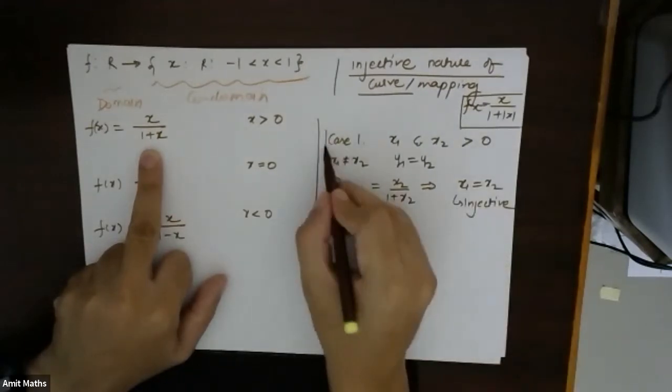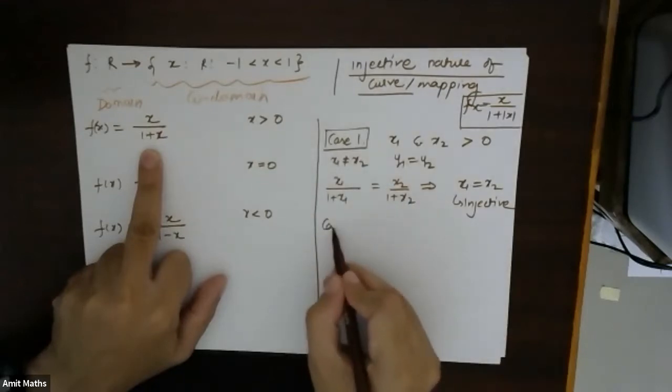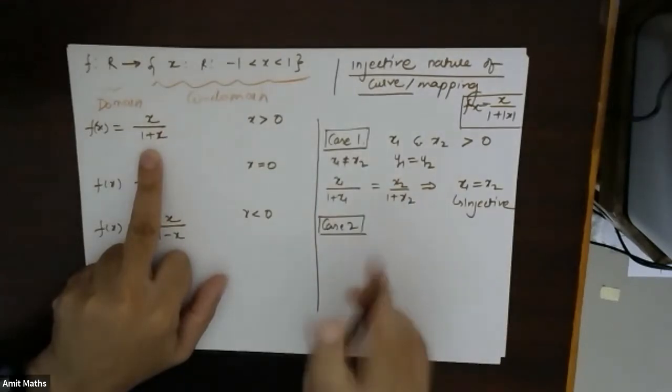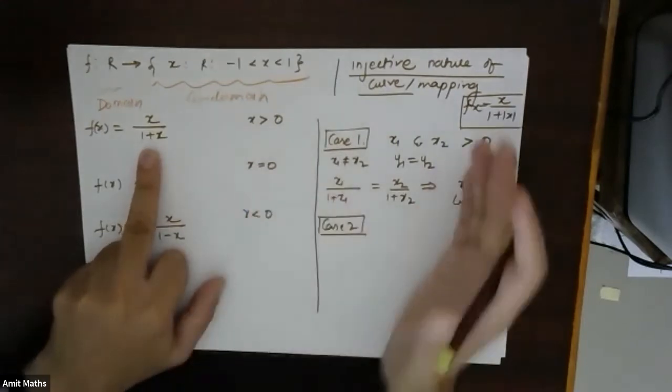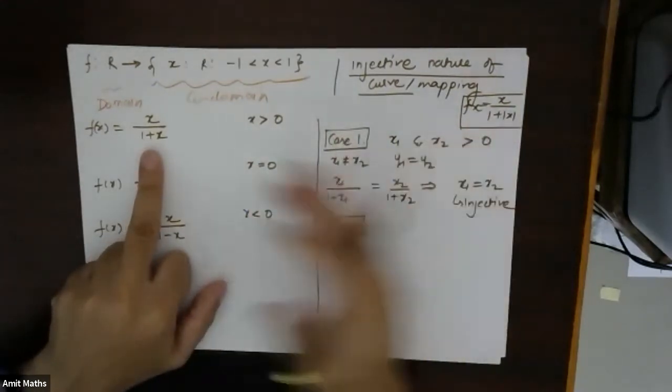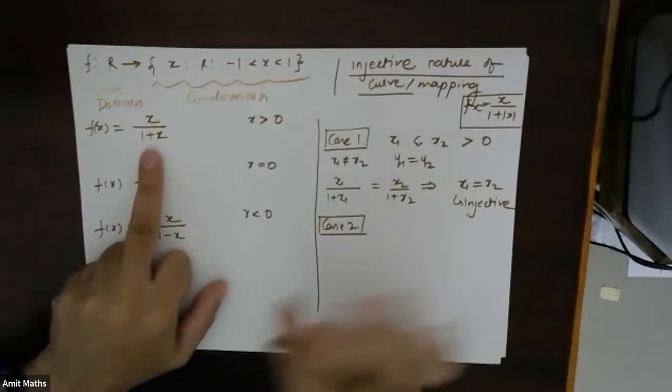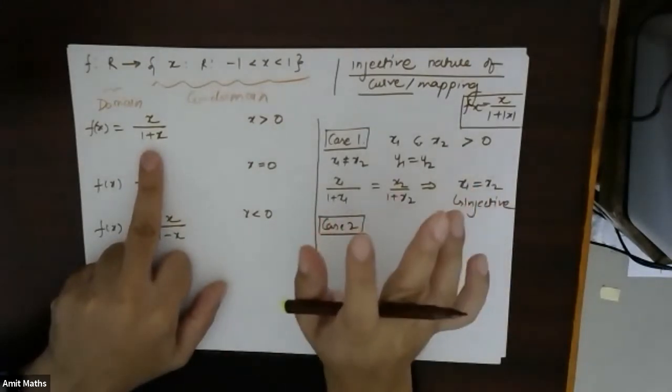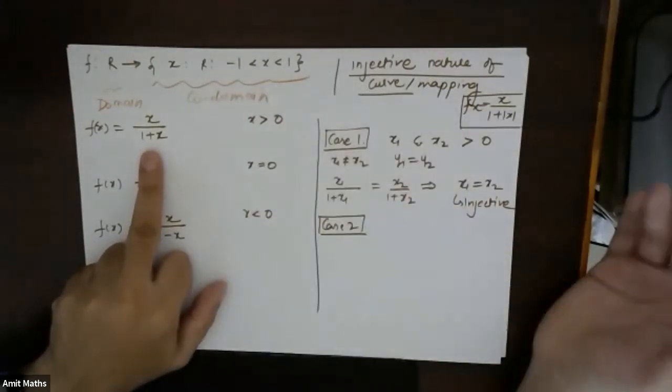Okay. Now this was case 1. Case 1 means on the right side, that means for x greater than 0, the function is injective. So I do not have to check for the right side.